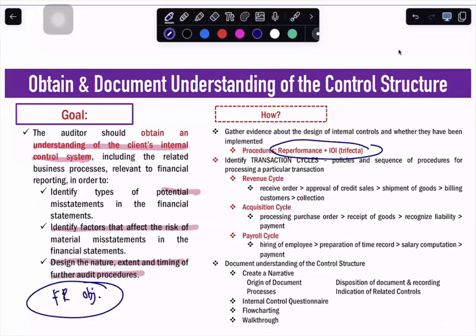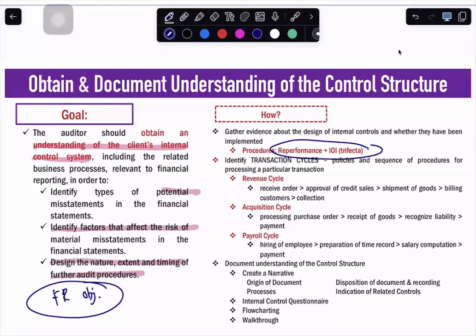What's new here is the performance. You try to perform whatever is the policy or procedure laid out, because normally, internal controls are particular policies and procedures of the entity. So you perform them to see whether those policies and procedures are really working effectively.